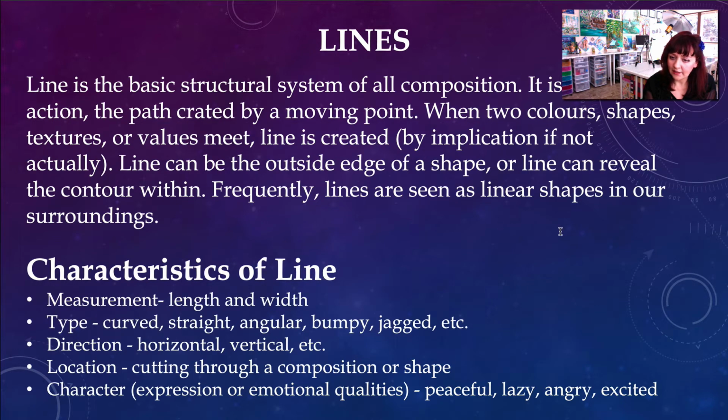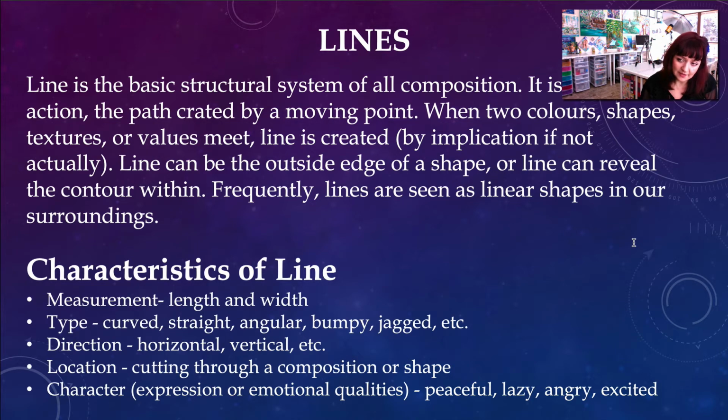So in here, I actually have another important part about lines to share. Line is the basic structural system of all composition. It is a record of action, the path created by a moving point. When two colors, shapes, textures, or values meet, line is created, by implication, if not actually.